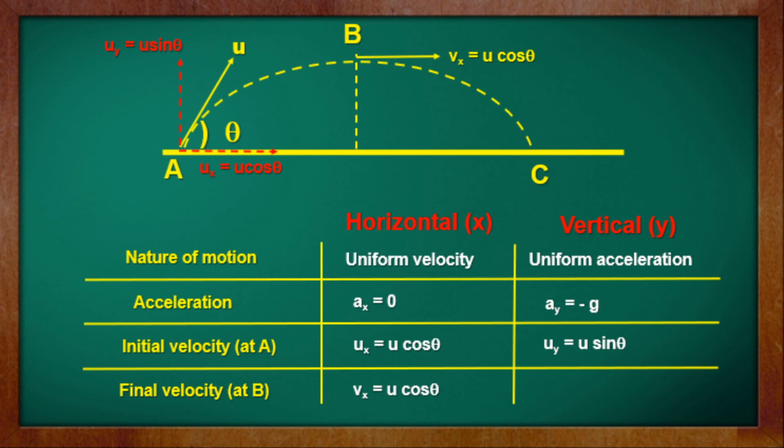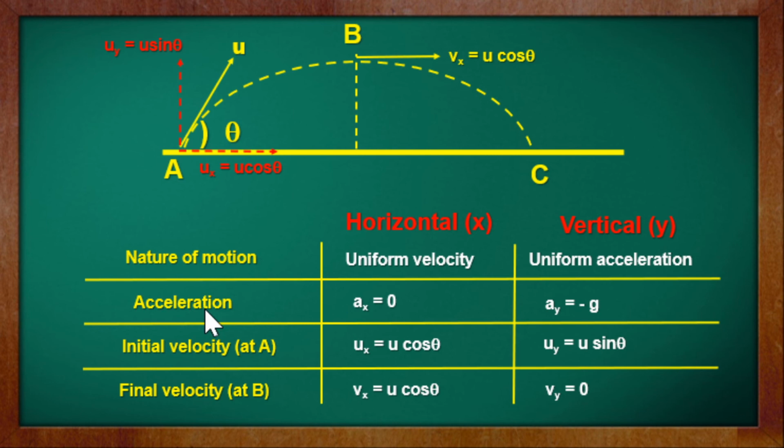So, what do you mean by uniform velocity? Same velocity. Whereas, the velocity at B along the vertical is 0. So, when the projectile reaches B, there is no vertical velocity, it is only horizontal. That is why the final vertical velocity at B is 0. So, hope you have understood. These points are important because we will be using this data while deriving a few equations.